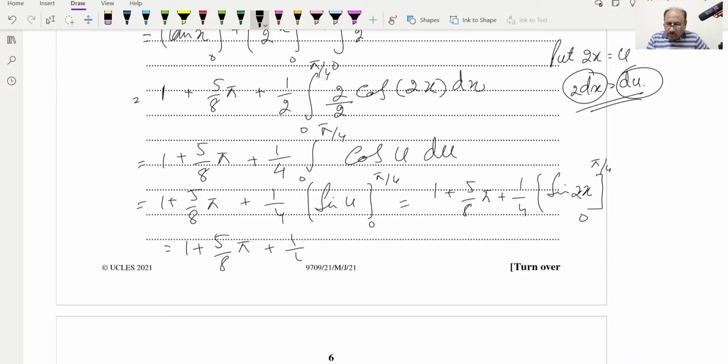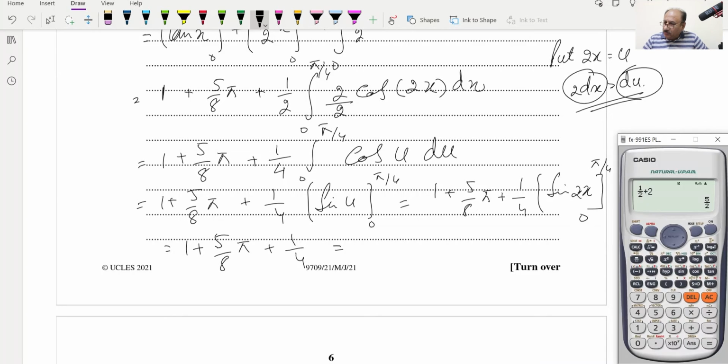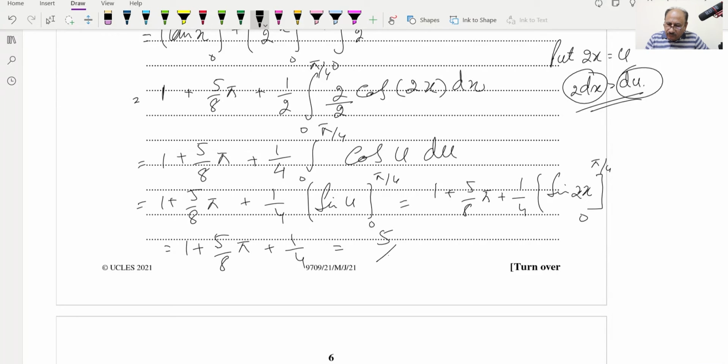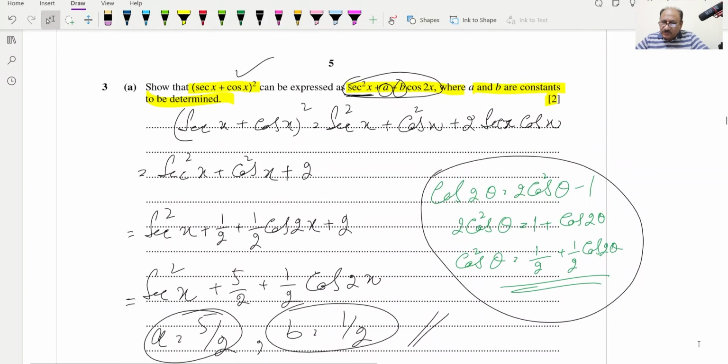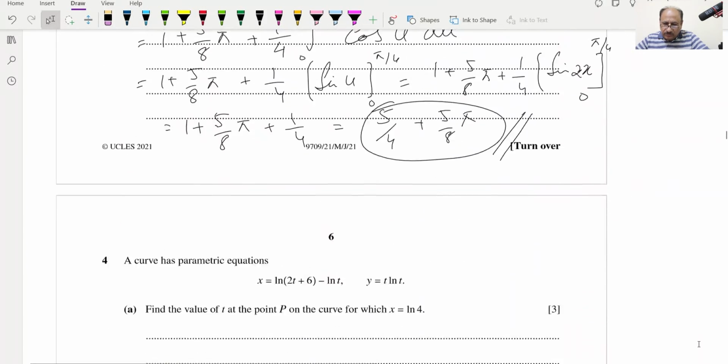π plus 1/4 into 1, so it will remain 1/4. We can combine 1 plus 1/4, which is equal to 5/4, so 5/4 plus 5/8 π, and this is the final answer for this question. And this was a 4 mark part, whereas part 1 was a 2 marks part.